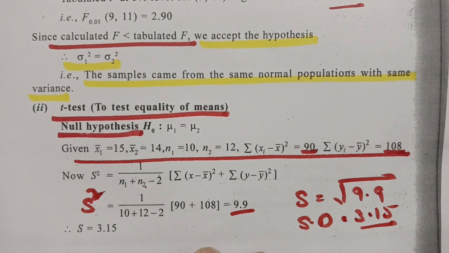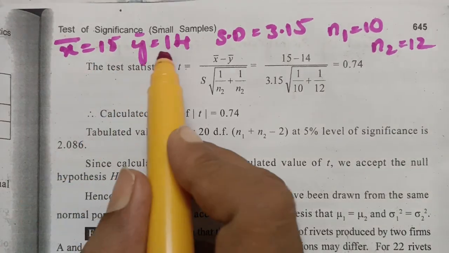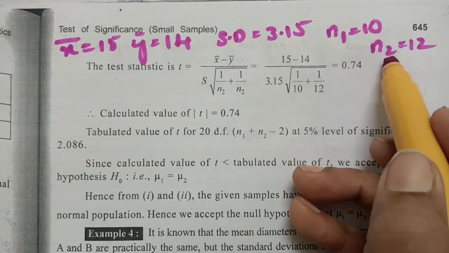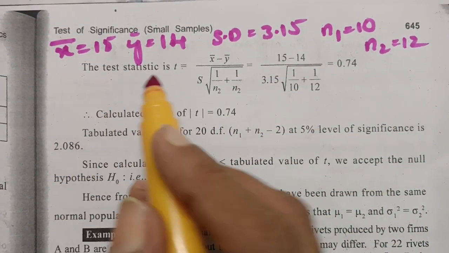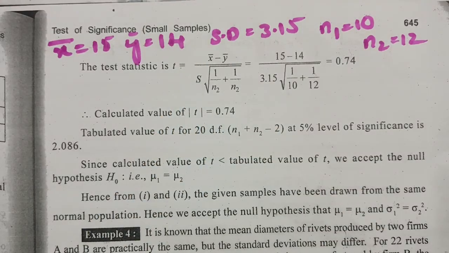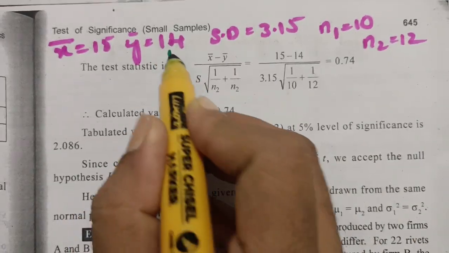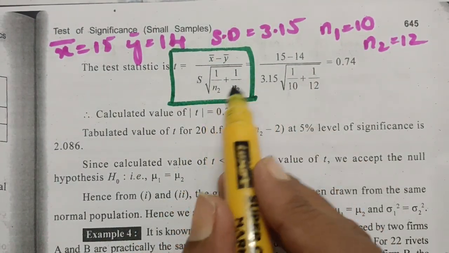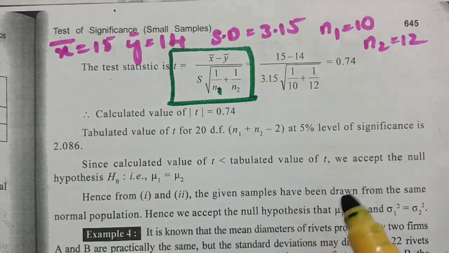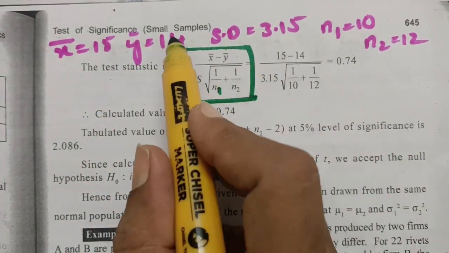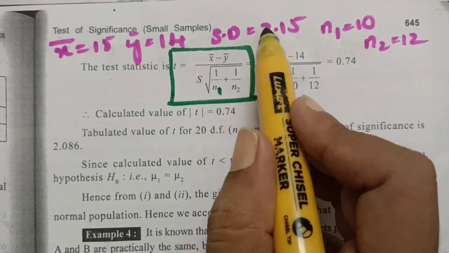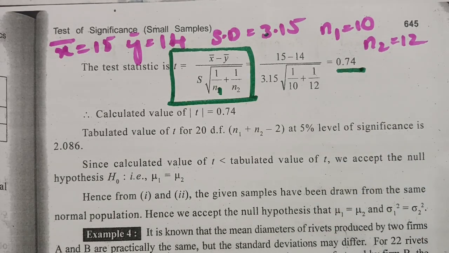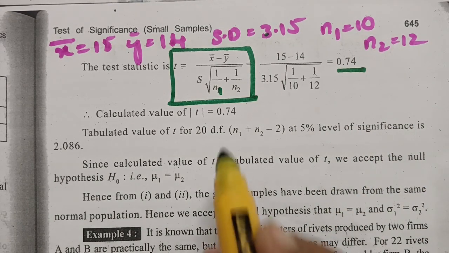And 3.15. From the table, we have x bar is equal to 15, y bar is equal to 14, standard deviation is 3.15. Just now we found out n1 is equal to 10 and n2 is equal to 12. According to the test statistic, t is equal to, see here, this is the formula, x bar minus y bar by s times root over 1 by n1 plus 1 by n2. So x bar is equal to 15 minus y bar is equal to 14 by standard deviation here, 3.15, by root over 1 by 10 plus 1 by 12. The value here is 0.75. So the calculated value here is 0.75.